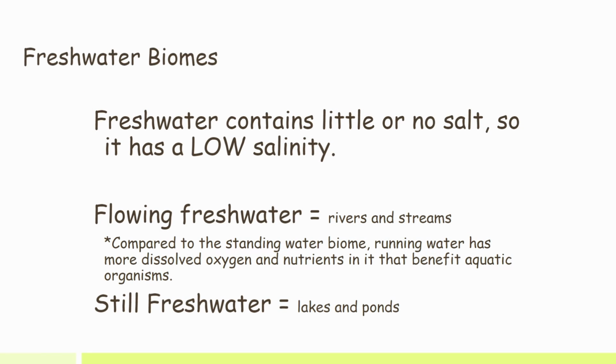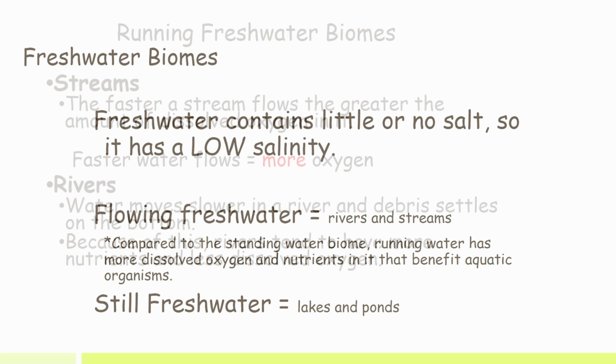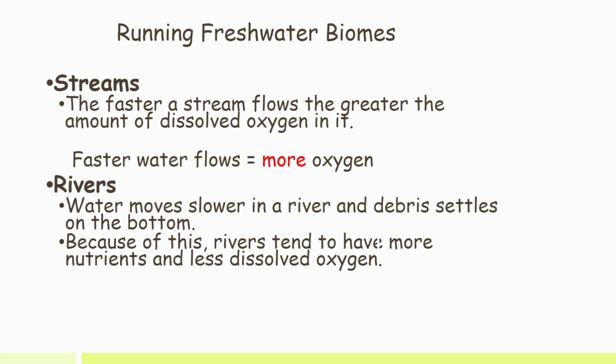So if you're looking at a freshwater biome, we're going to see much lower salinity, or almost no salinity. Flowing freshwater would be a river or a stream, whereas still freshwater would be a lake or a pond. Compared to the standing water biome, running water has more dissolved oxygen and nutrients in it, and that benefits aquatic organisms. So we'll look at running freshwater first.